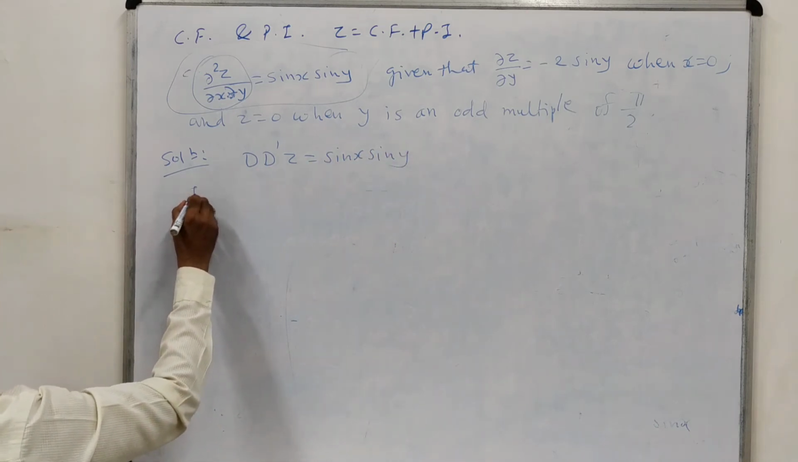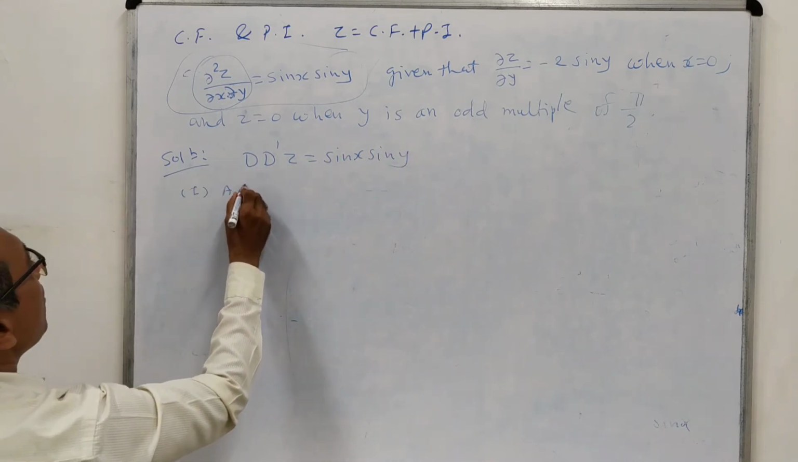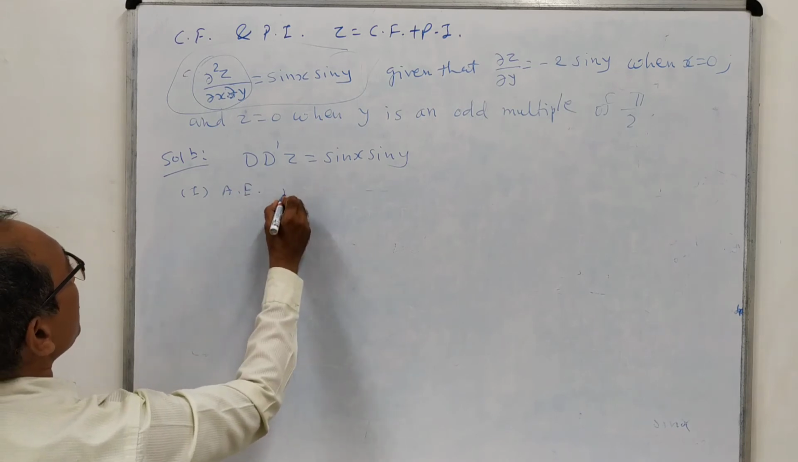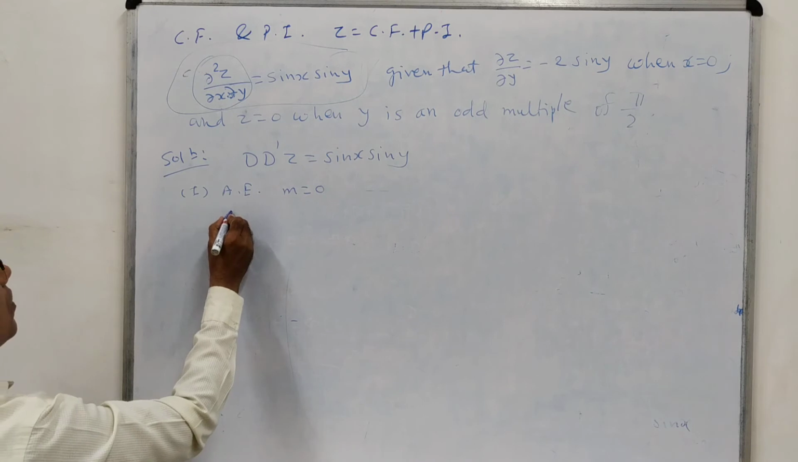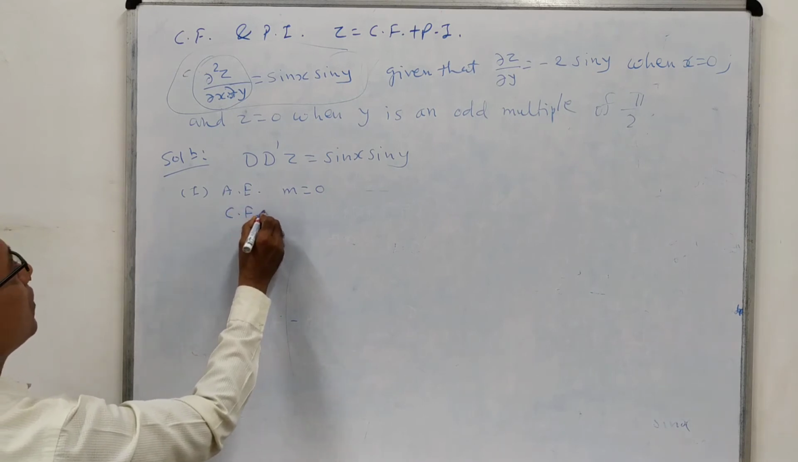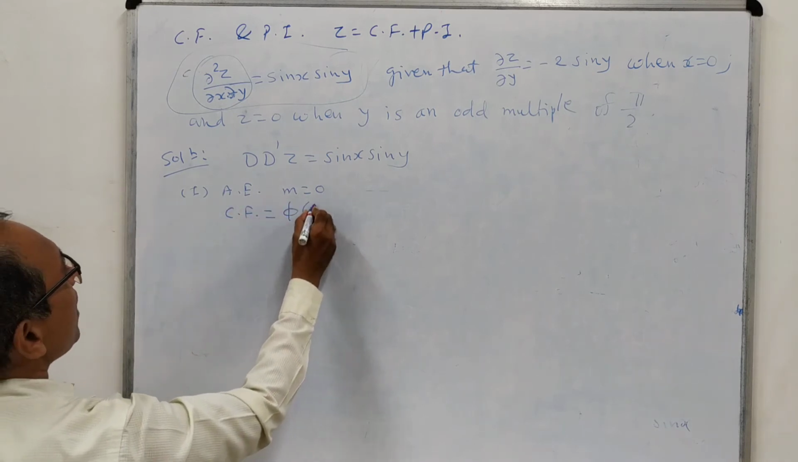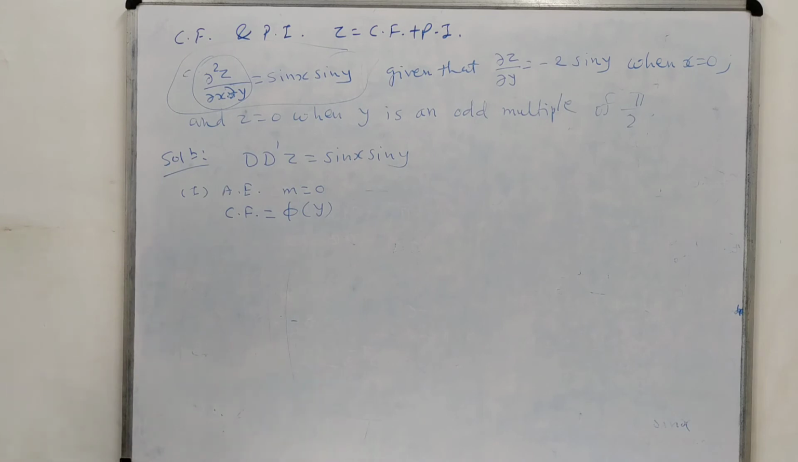First of all, CF. For that, we have the auxiliary equation m into 1 equal to 0. So this is the root. So we have CF equal to phi of y plus mx. m is 0, so phi of y.